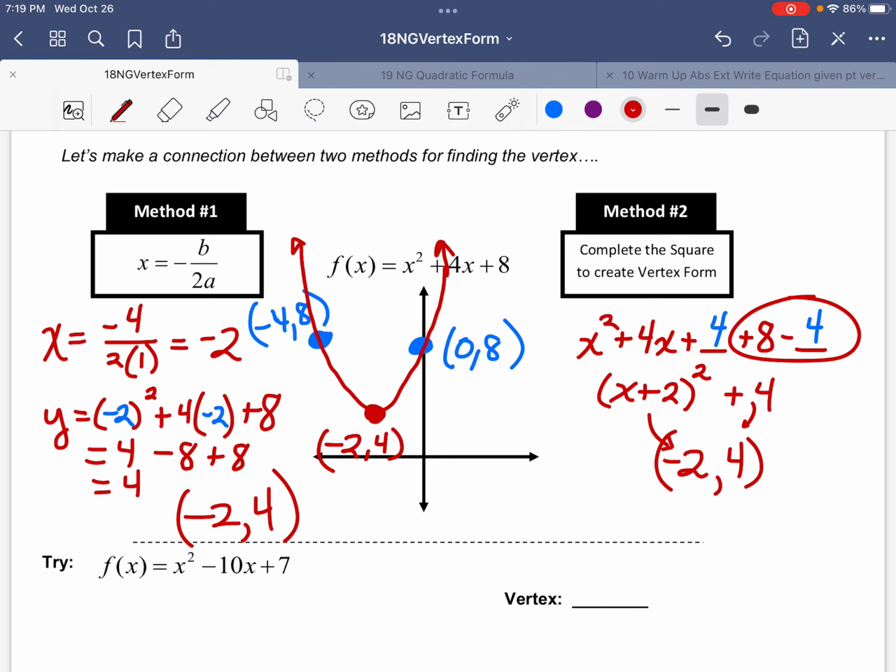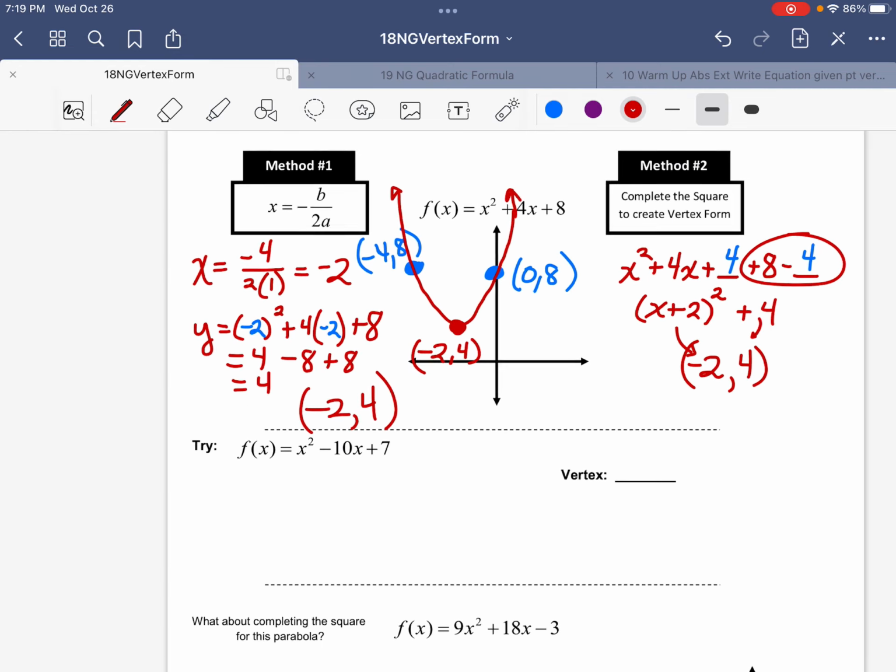I think I got a parabola. It's going to pass through the y-intercept. It's going to dip down to the vertex, and of course pass through my point of symmetry.